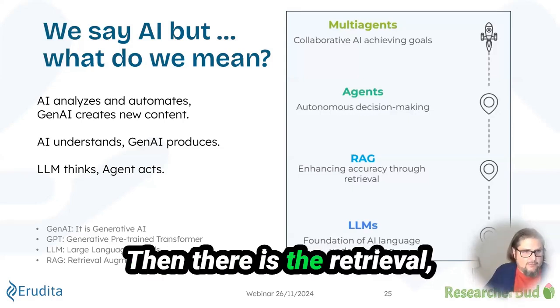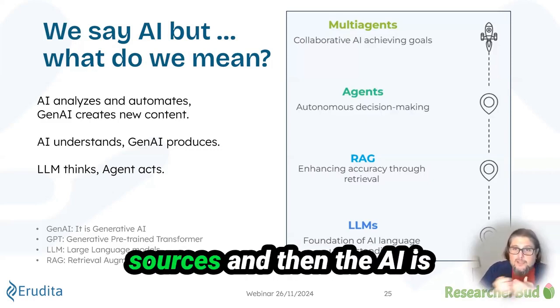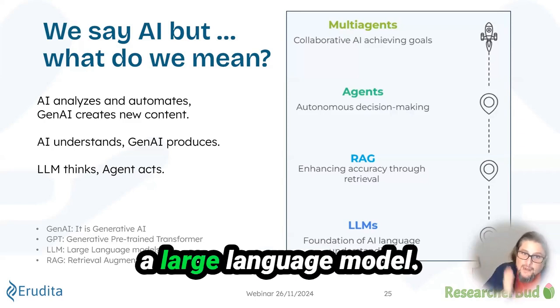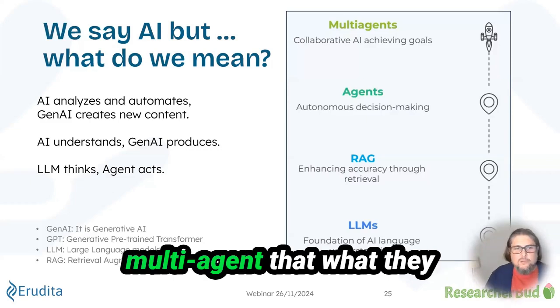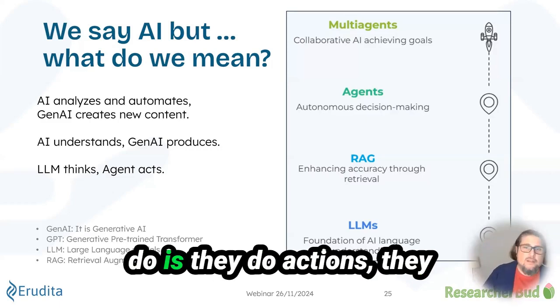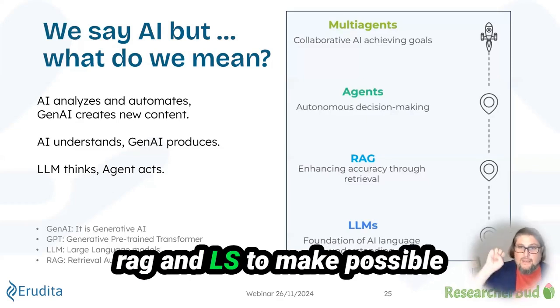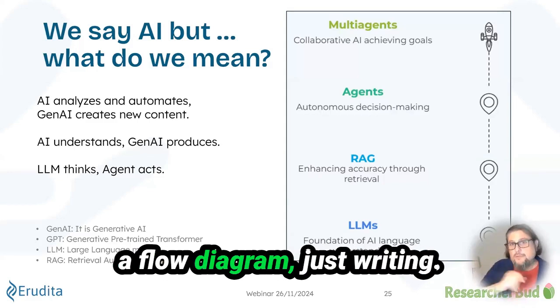Then there is retrieval augmented generation. In this case, we provide sources and then the AI does the same with a large language model. And then we have agents and multi-agents, which do actions and tasks. They make use of RAG and LLMs to make possible, for example, that we create a flow diagram.